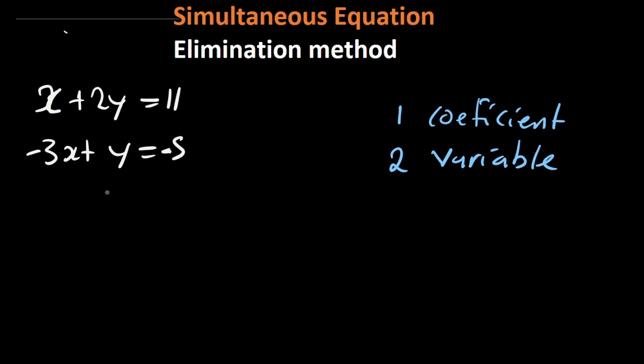So let's demonstrate using the equations which we have. On the left, we have x plus 2y equals 11 as our first equation, and negative 3x plus y equals negative 5 as our second equation. Now, you have a choice here of picking a variable which you must cancel. If you choose to cancel y, you can either choose to cancel y or cancel x.